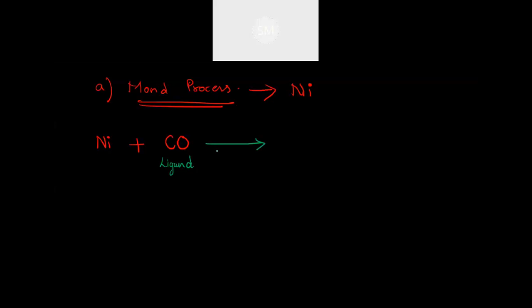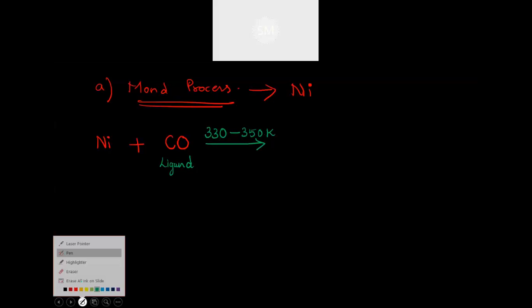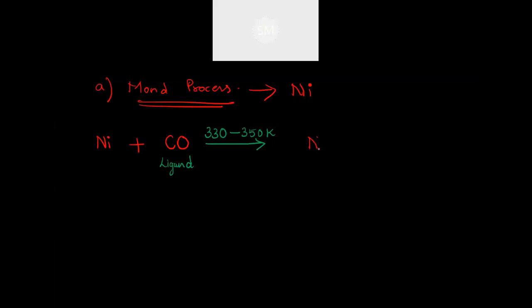So nickel tetracarbonyl is formed at a temperature of 330 to 350 Kelvin. And forming this complex, Ni(CO)4. Nickel tetracarbonyl. It's a common name. If you want the IUPAC name, you can write it down. You will be knowing how to write it. It is a neutral complex that you search and write down. I'm not giving that name right now.